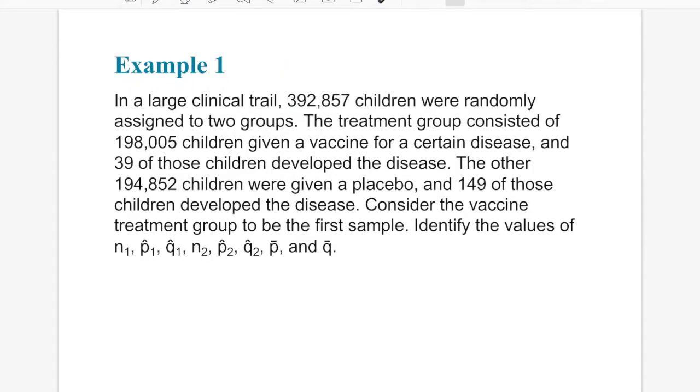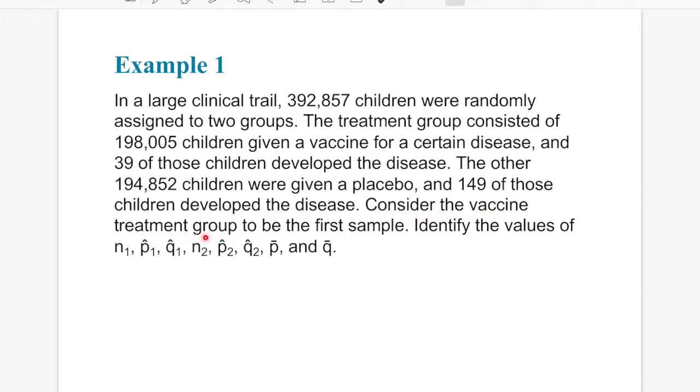Example 1. In a large clinical trial, 392,857 children were randomly assigned to two groups. The treatment group consists of 198,005 children given a vaccine for a certain disease, and 39 of those children developed the disease. The other 194,852 children were given a placebo, and 149 of those children developed the disease.